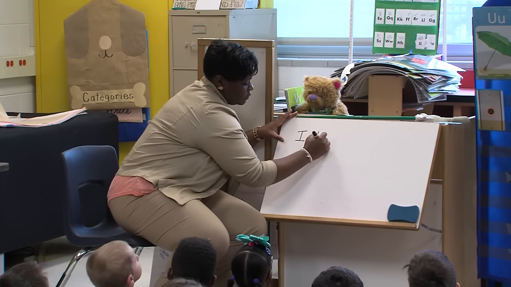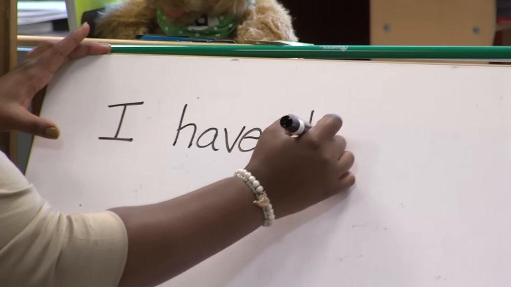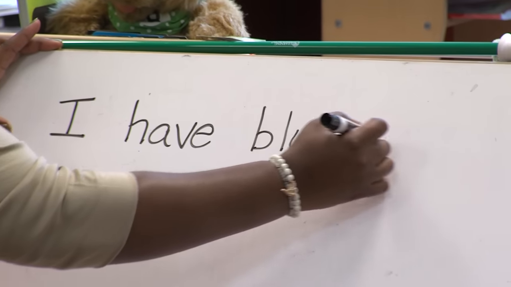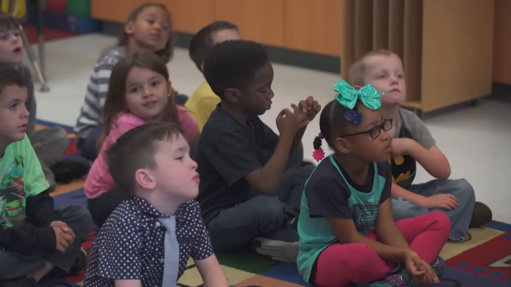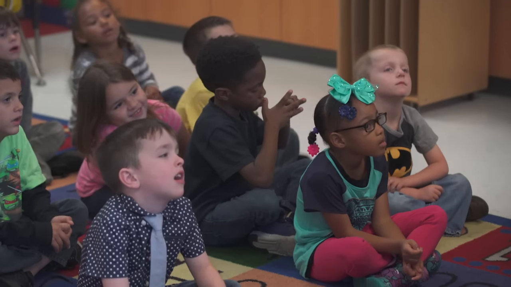The benefit of using learning targets and success criteria is that the children get an understanding for what they're supposed to be doing, a clear understanding about what I have to do, what I need to be able to do in order to have the success, to be able to say that I can do that, or I can say that, or I can read that, or I can describe that.